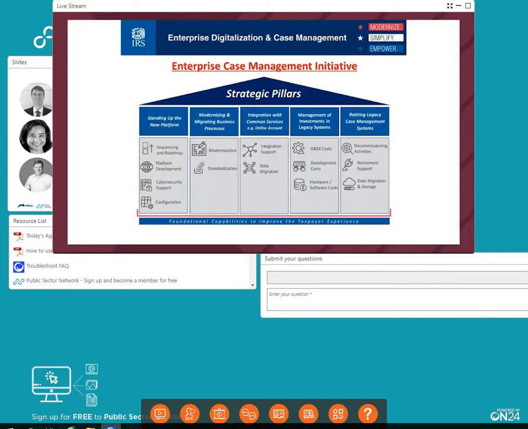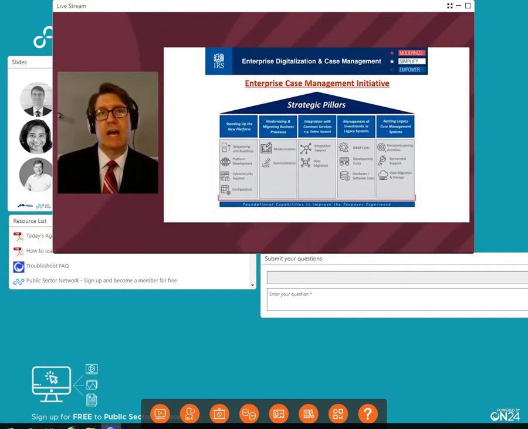So across these five pillars, you can see the challenge in front of us in the IRS, which is stand up Pega, modernize and migrate over 250 business processes representing 45,000 users, give them what they need right in Pega so that they can do their job quickly and get the taxpayers' needs addressed, make minimal investments in our legacy environment, and move as rapidly as we can to decommissioning.